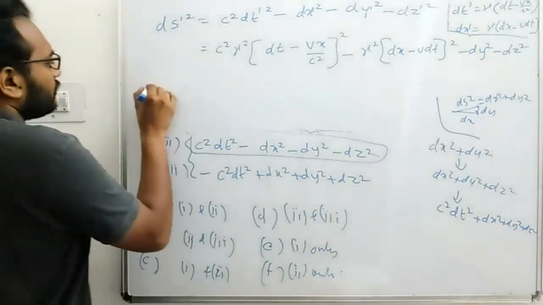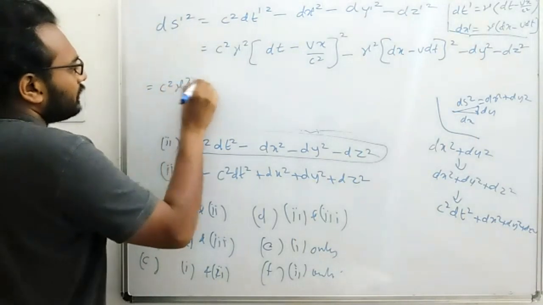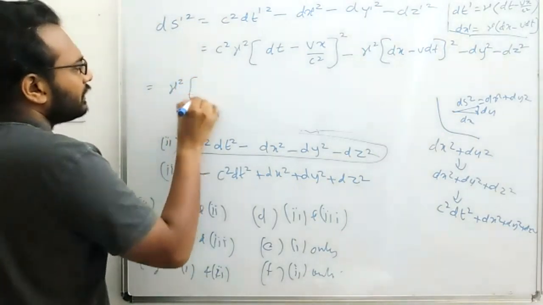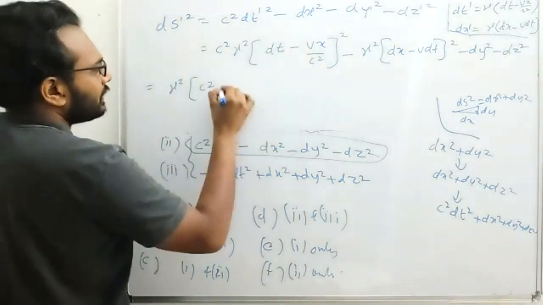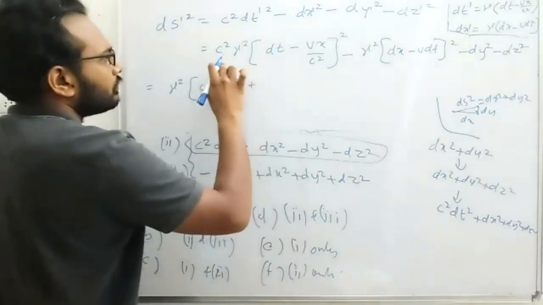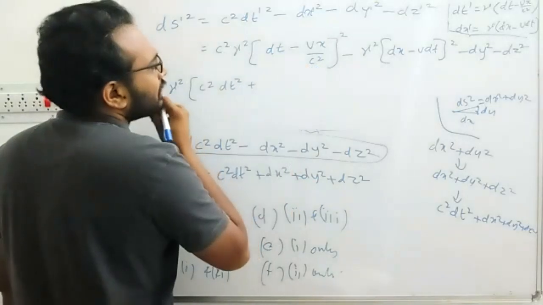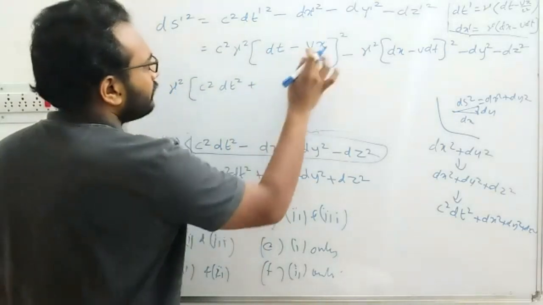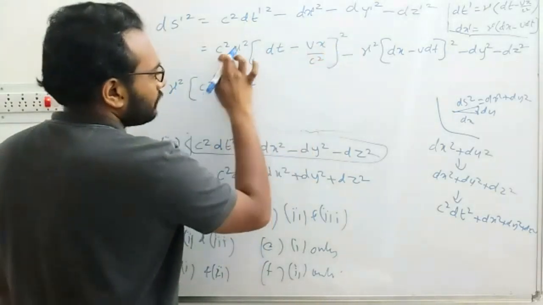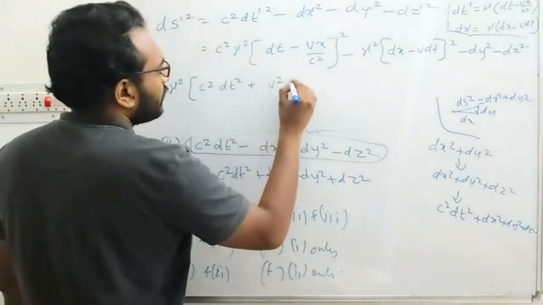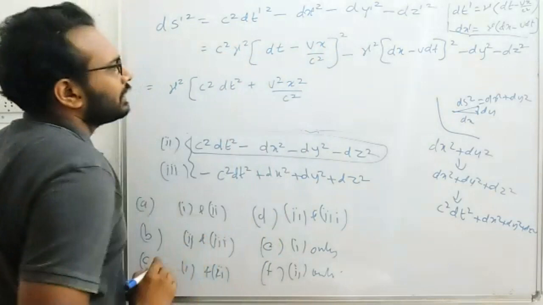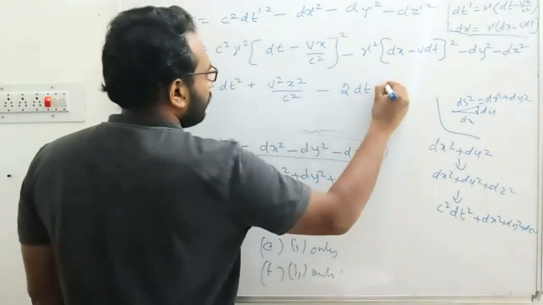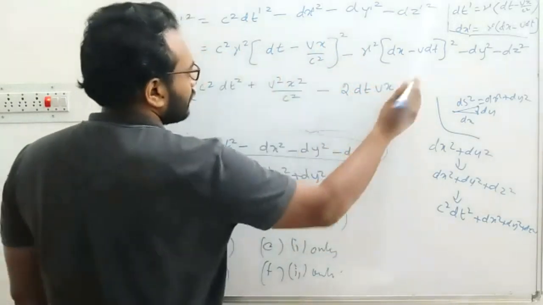Okay. Now it's just a question of squaring and adding. So you just square this thing. This is c square gamma square. Okay, let's pull gamma square outside. That makes it easier. So this is c square. Square this thing: it's dt square plus c square, and there's a c raised to 4 there. So the square of this is v square x square by c raised to 4, which cancels with this c square, and then we get v square x square by c square. And there's a cross term minus 2 dt vx, where c square and c square get cancelled. Is that correct?